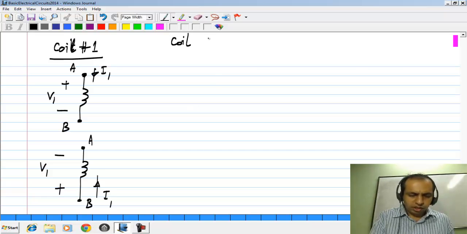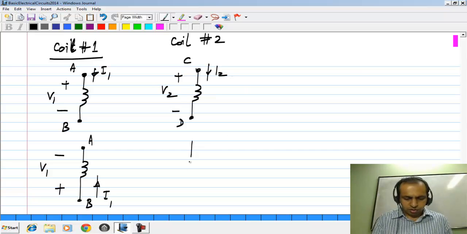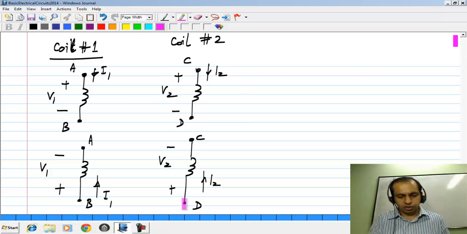Now, when I have coil number 2, again I have the same two possibilities. I have C and D, and I can take V2 this way and I2 this way, or V2 in this direction and I2 in that direction. That is, I can consider C to be the positive terminal for defining the voltage, or D to be the positive terminal for defining the voltage. This makes no difference to the self-inductance definition, because the direction of I2 is also reversed.